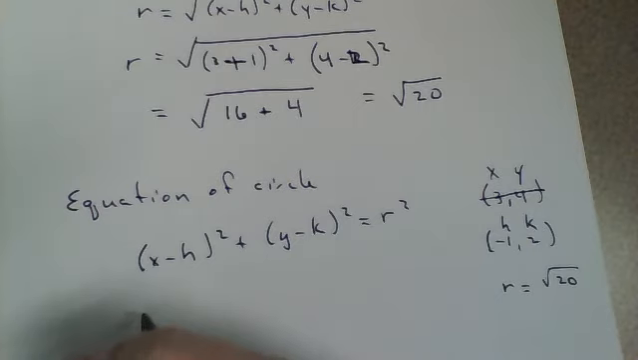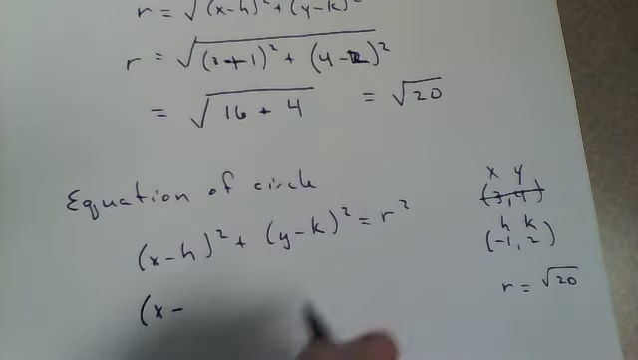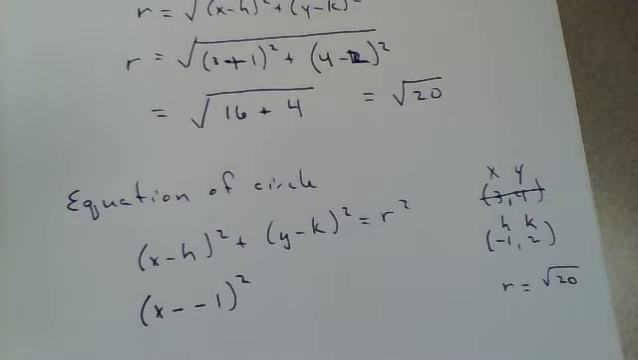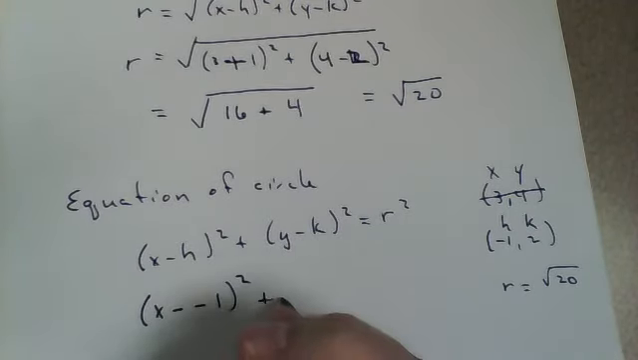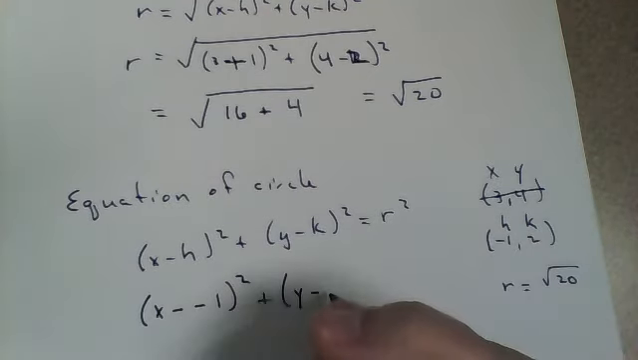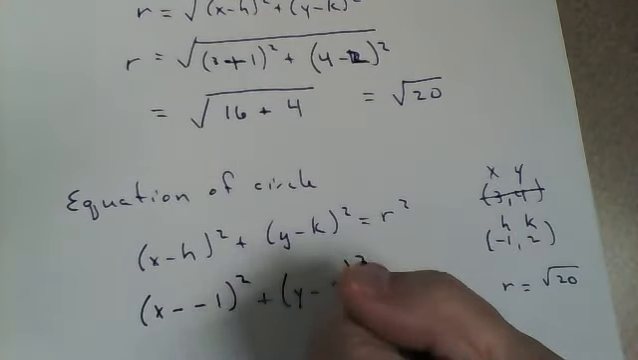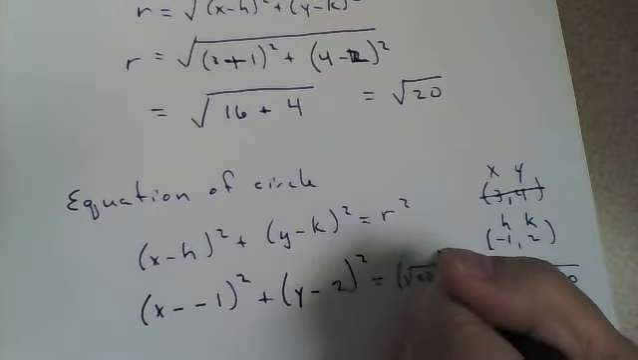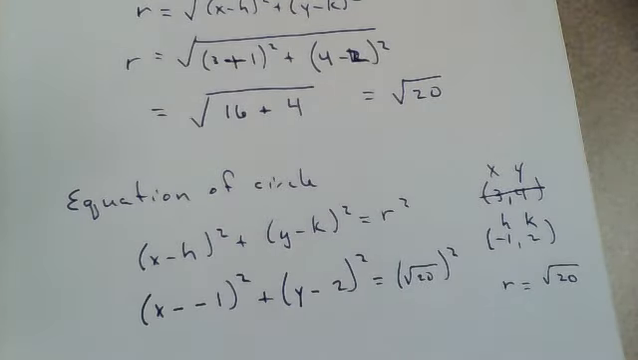So I can write this now as x minus h. Well, what is our h? It's -1. So I'm going to write that as -1 squared. Plus y minus k. What's our k? Our k is 2 squared. Equals r squared. Well, our r is the square root of 20. When I square that, it's just going to be 20.